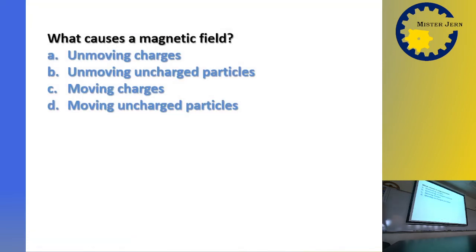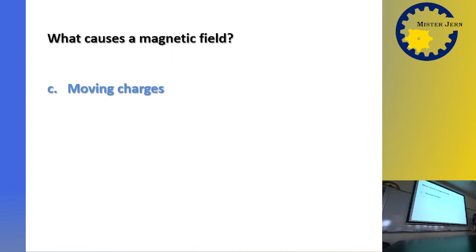All right, this is just a review of that underlying principle. What causes a magnetic field? Well, hopefully you know the answer: moving. Yes, the answer is it has to be moving. We already said this, but I want to make sure it's clear. Moving charges cause a magnetic field.